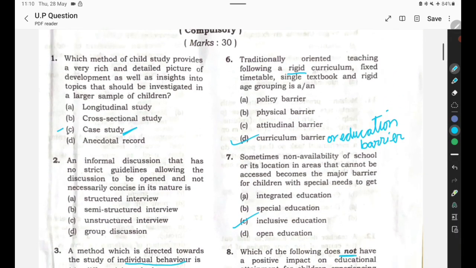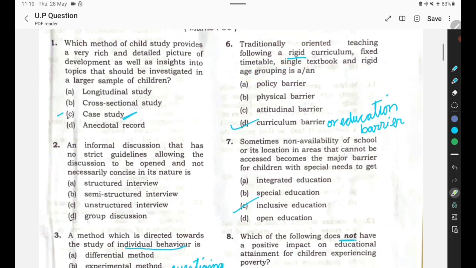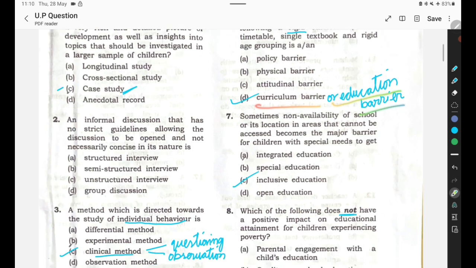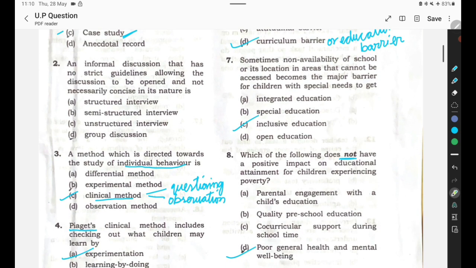Now coming to question number six. Traditionally oriented teaching following a rigid curriculum, fixed timetable, single textbook and rigid age grouping is a curriculum barrier or education barrier. Question number seven. Sometimes non-availability of schools or its location in areas that cannot be accessed becomes the major barrier for children with special needs to get inclusive education. If there is no school, it means the challenge is for inclusive education.